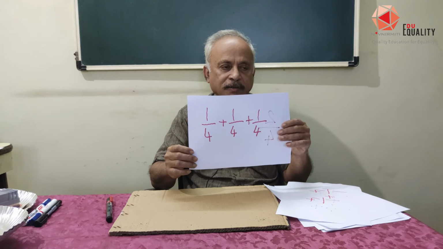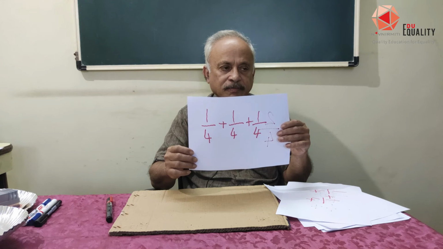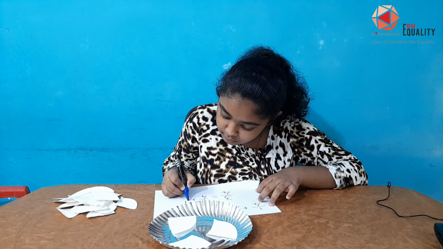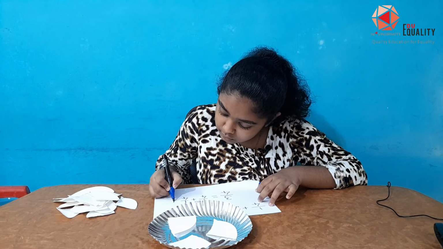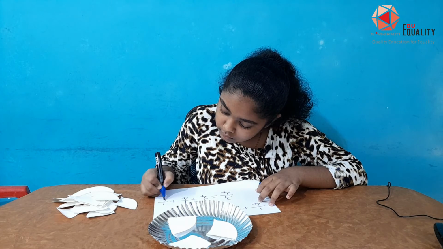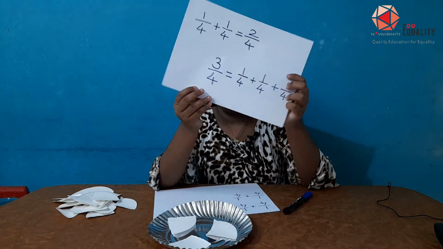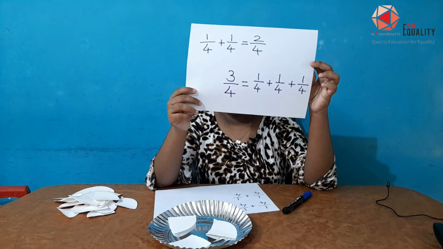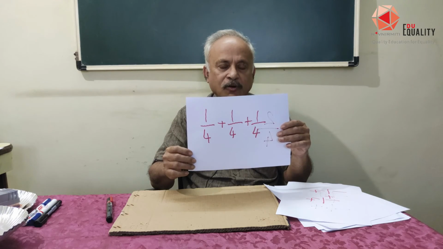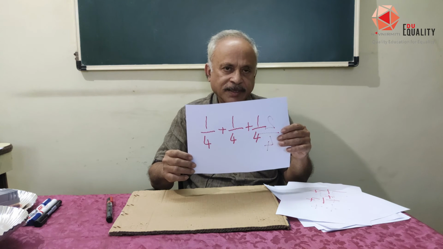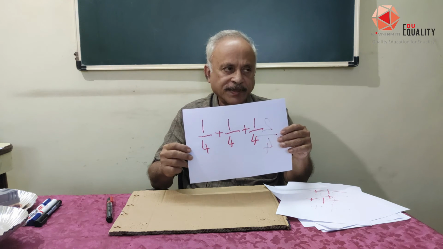And write the equality of the short form and the long form. Show that in the camera. So the short form is 3 by 4, and the long form is 1 by 4 plus 1 by 4 plus 1 by 4. But they are both equal. That is why we have put the equal sign.